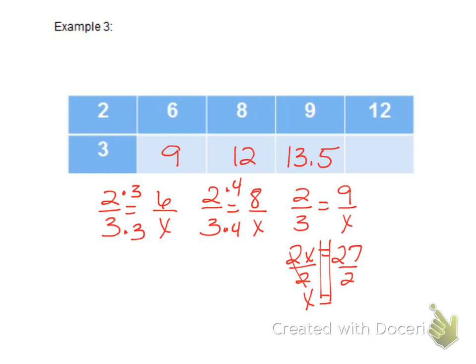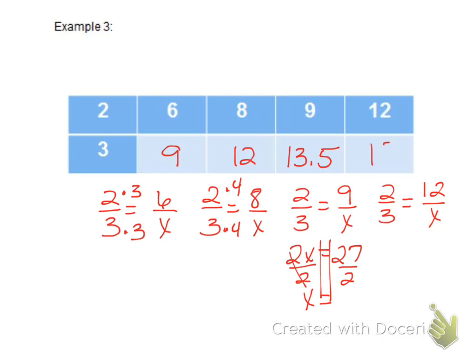Okay, and then the last one. 2/3 equals 12 over x. Solve this one either way. You can solve it by multiplying the same number by the top and the bottom, or by cross multiplying. Solve that one real quickly on your own paper.